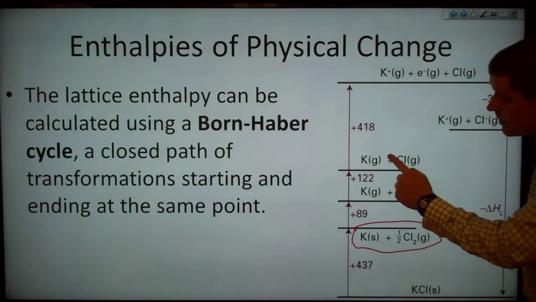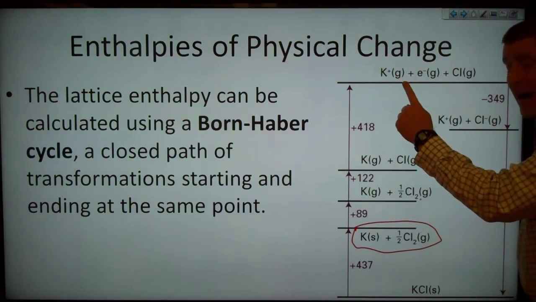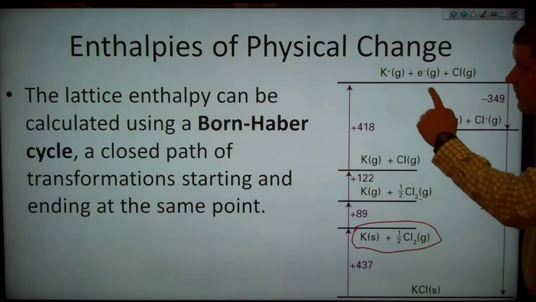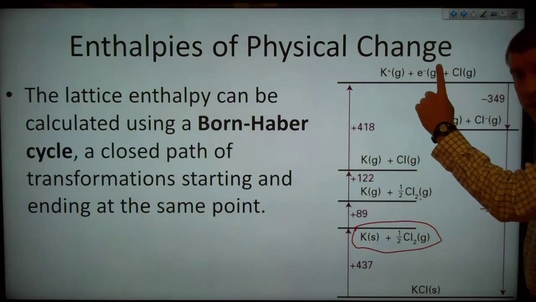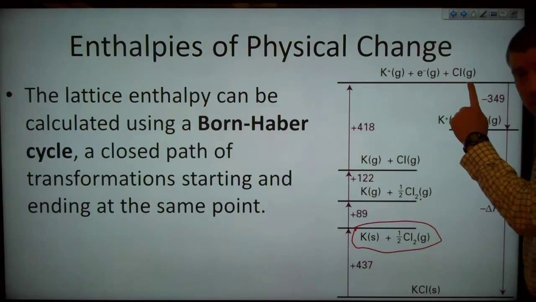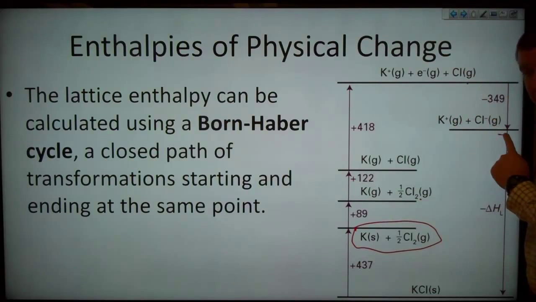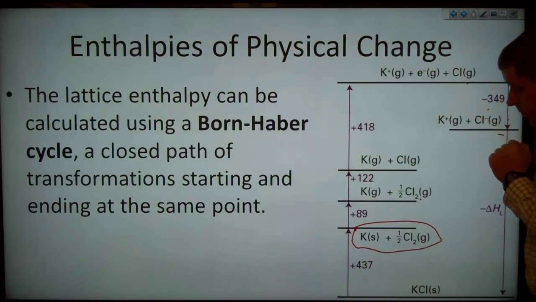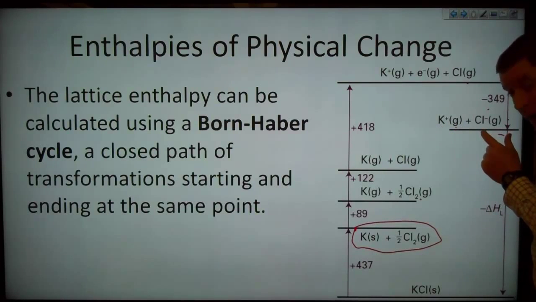Next, we're going to ionize the potassium. So we're going to go from a potassium atom in the gas phase to a potassium ion in the gas phase. That's going to cost 418 kilojoules. And so now we have a potassium ion in the gas phase, we have an electron in the gas phase, and we have a chlorine atom in the gas phase. Now we're going to add that electron to that chlorine atom. That's going to give us back some energy, so we get out 349 kilojoules, so that's a negative enthalpy change. And now we have a potassium ion in the gas phase and a chlorine ion in the gas phase.